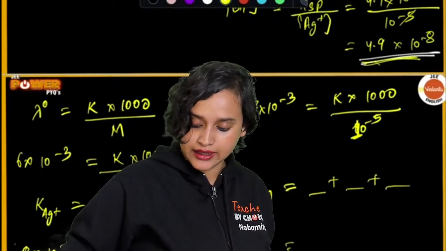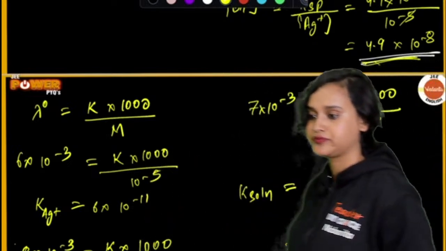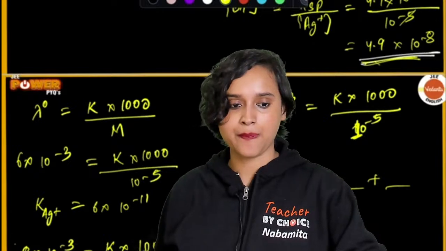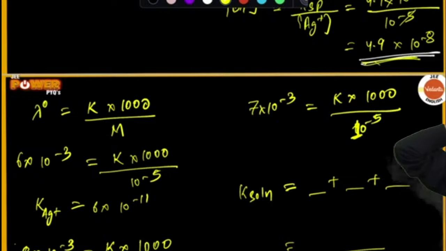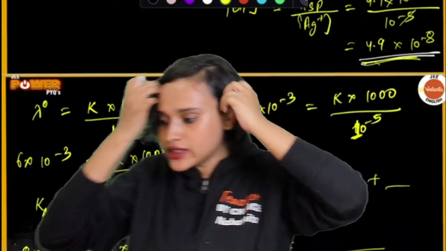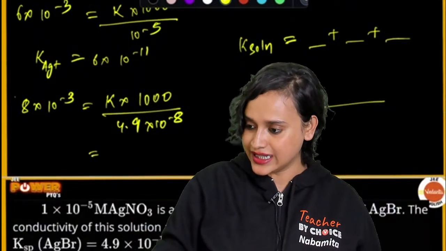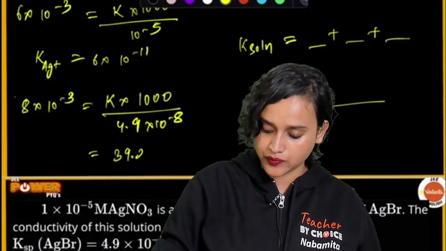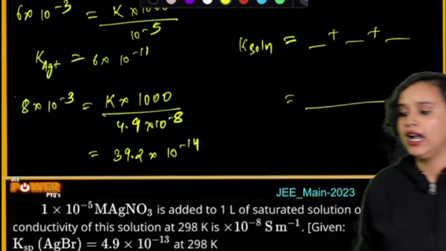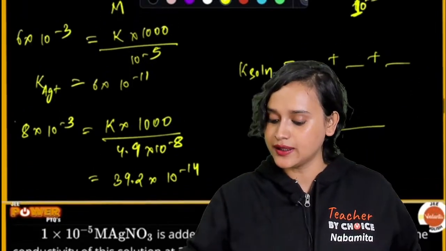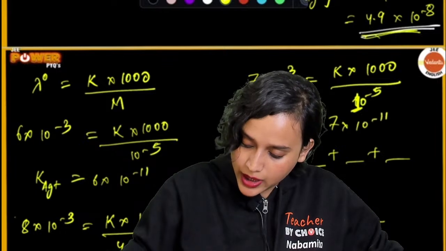Calculate all of them, and then K of solution is equal to the addition. Okay? And then what is your answer? Tell me. These three things you tell me now. Come on, guys. How much? 39.2 into 10 to the power minus 14. This is the second one. Minus 14. Okay. And the last one for NO3 minus, I believe you will be getting 7 into 10 to the power minus 11.